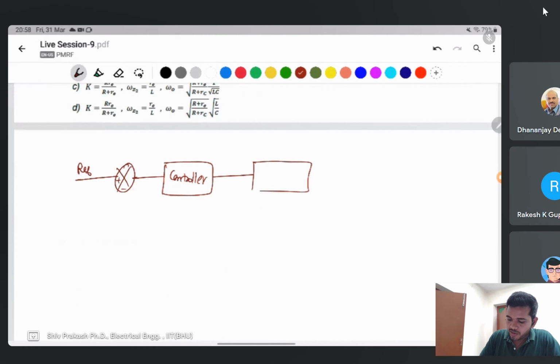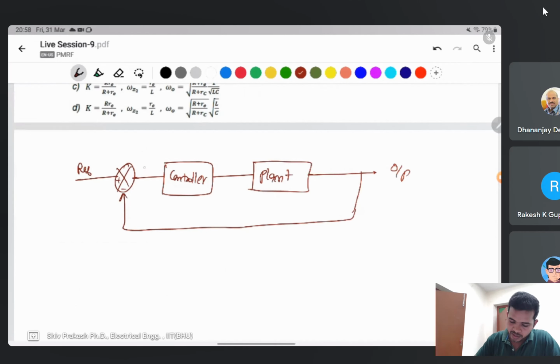Then you should have a plant transfer function. Then this one is the output voltage. This is the feedback error signal. And the controller, what happens? The controller should minimize the error between the input and output. After that, the plant maintains the output voltage.